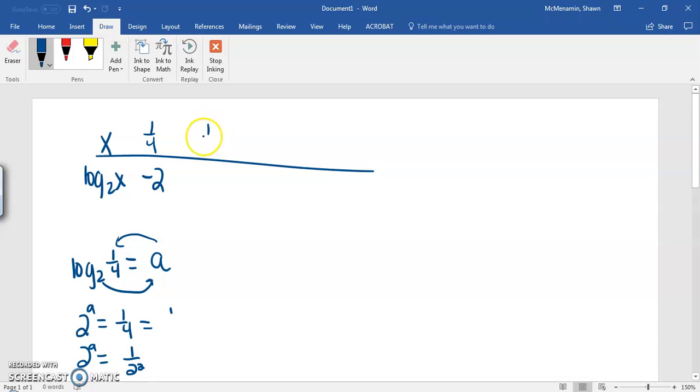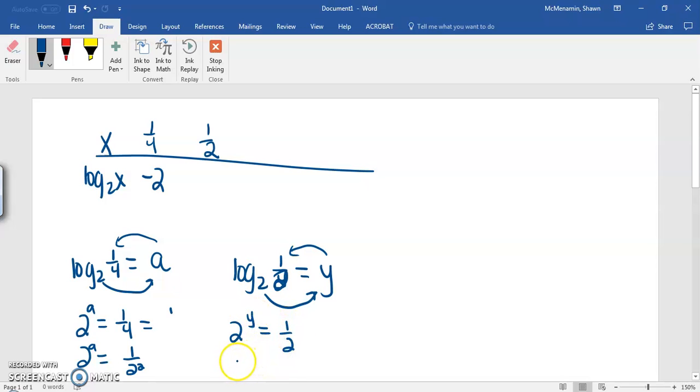Now 1/2. So you have log base 2, now instead of 1/4, 1/2. And we don't know what that equals, so you make it equal to a variable like y. And then to change it from logarithmic to exponential form, you get 2 to the y equals 1/2. Now this is 2 to the y equals 2 to the negative 1, right? This is an implied 1 as an exponent. Since it's in the denominator, 2 to the negative 1 is 1/2.